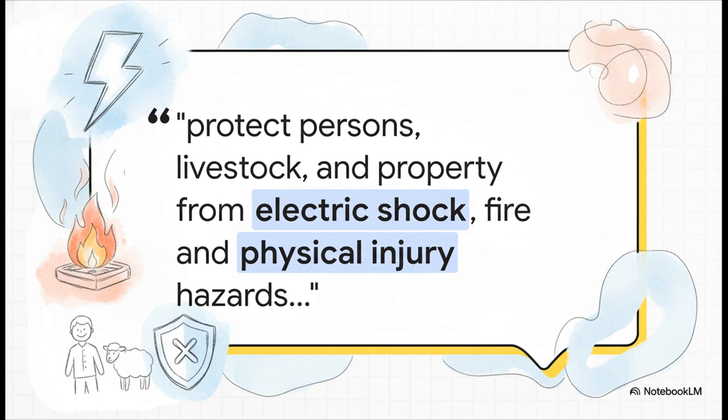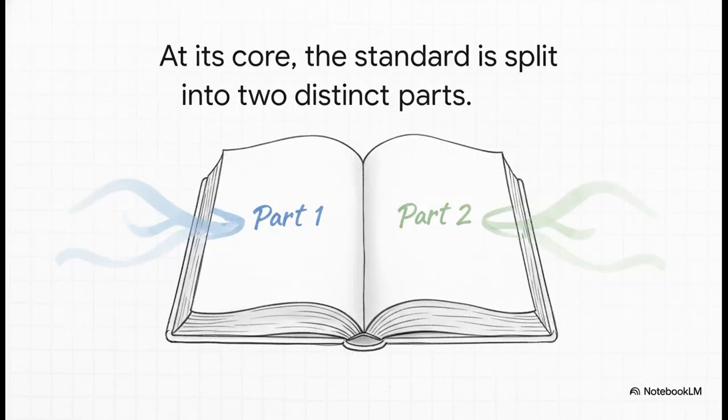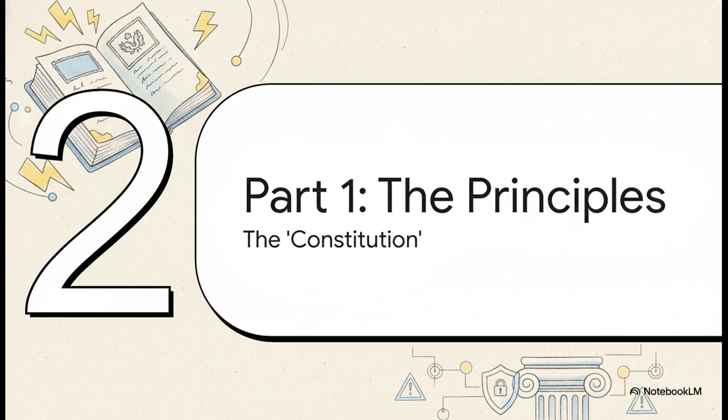This isn't just some dry technical manual for electricians. Nope. It's the foundational safety Bible for both Australia and New Zealand. It's about preventing shocks, stopping fires, and making sure nobody gets hurt. Now, to do all that, the standard is built on a really clever two-part structure. And honestly, understanding the difference between Part 1 and Part 2 is the absolute key to understanding how this whole system works. Let's start with Part 1.